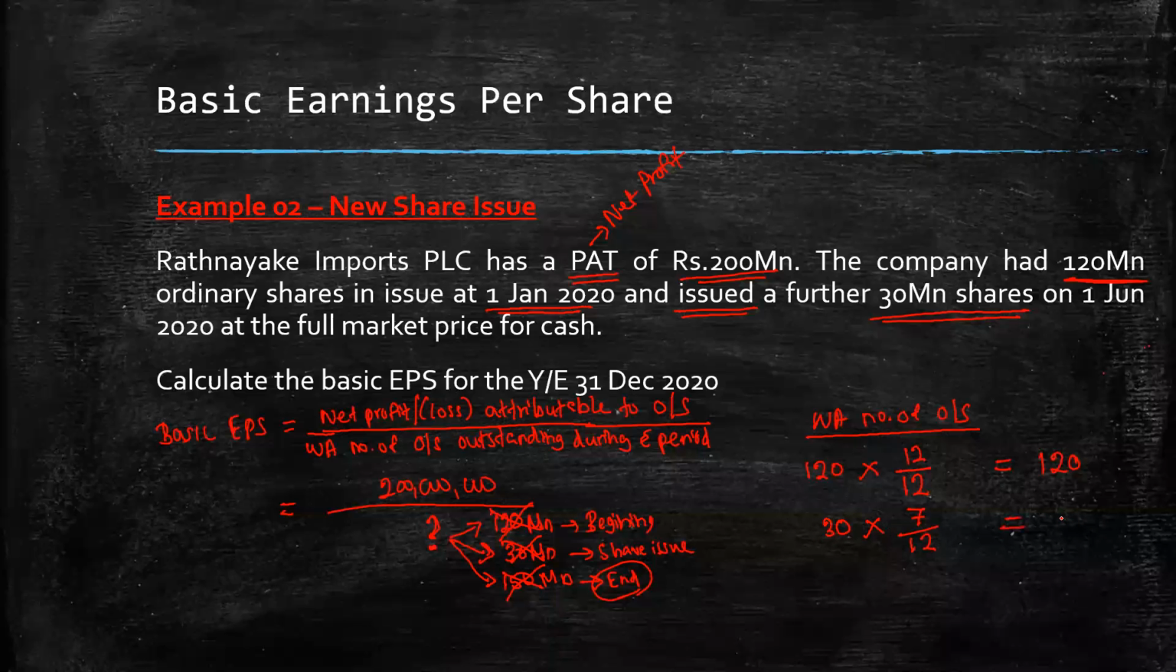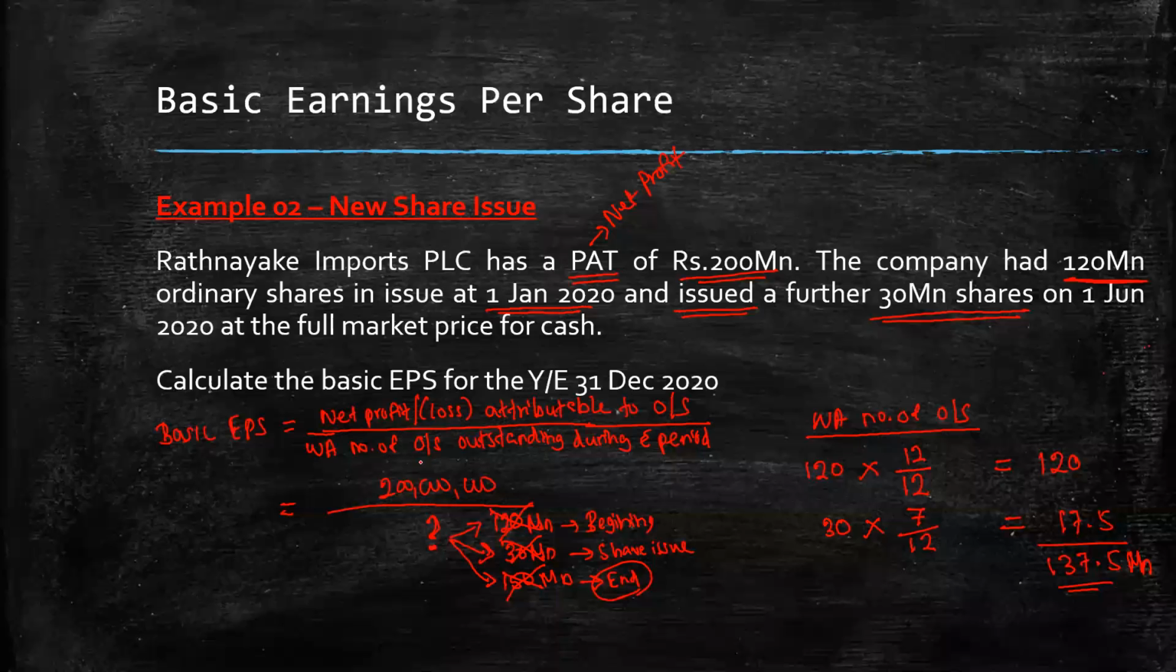So what is the figure? After simplifying, what do we get? Right? 30 into 7 over 12, that is 17.5. It means what? 137.5. This is in what? This is in millions.